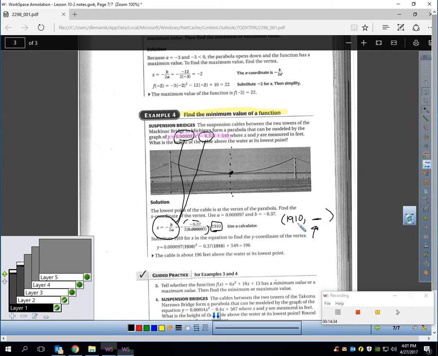Well, that's easy. Take 1910, plug it in for x, just like we did in our sketches, and you can use a calculator, obviously, on this. And you notice they're plugging 1910 into the quadratic, and when they do that, they're getting 196. So the cable must be 196 feet above the water at its lowest point.